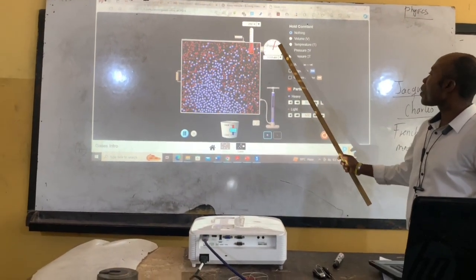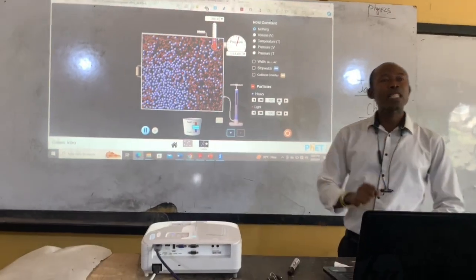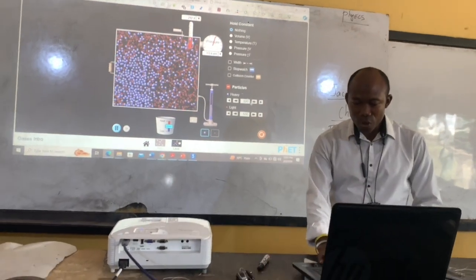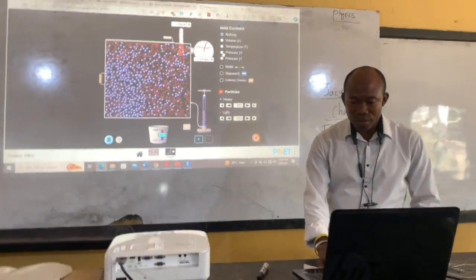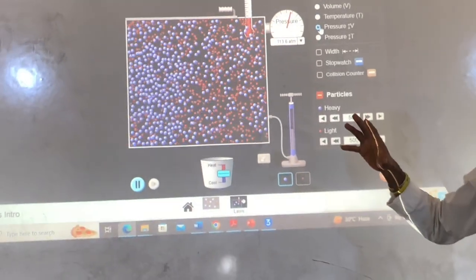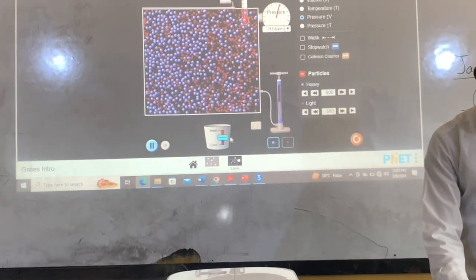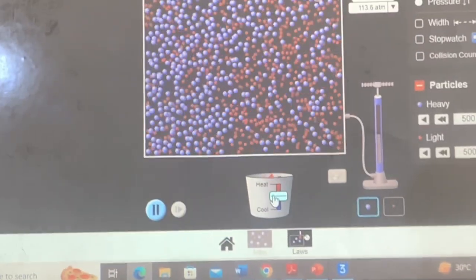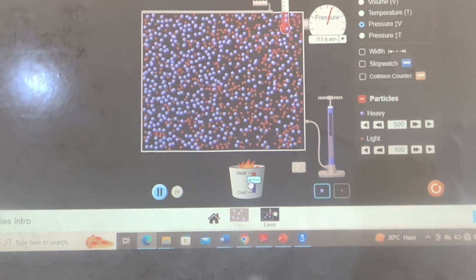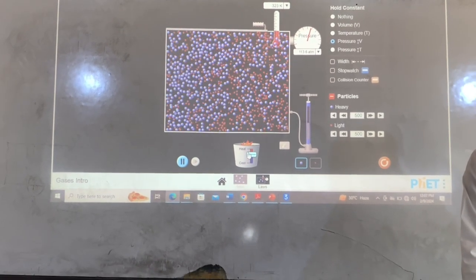So there's much pressure inside. Now, with respect to Charles' law, let's hold the pressure. I'm going to make the pressure constant, meaning the pressure in the gas will no more increase. Let's introduce heat. What will happen to the particles? The pressure can no more move. So what will happen? Can you see the increase in the volume?